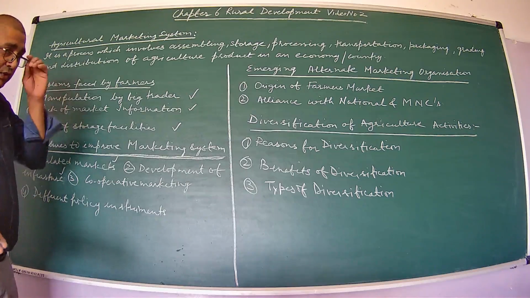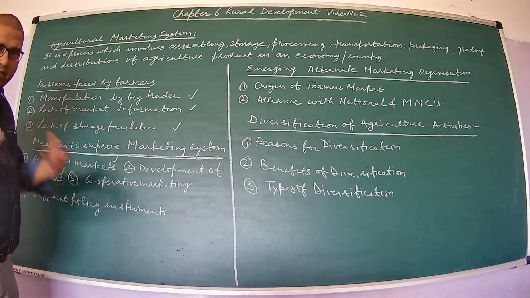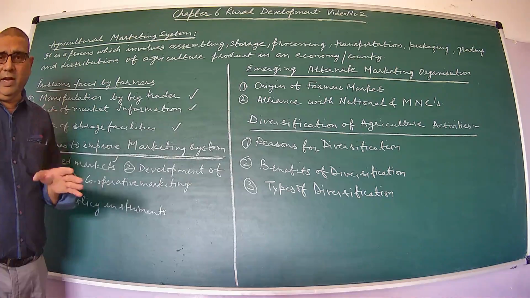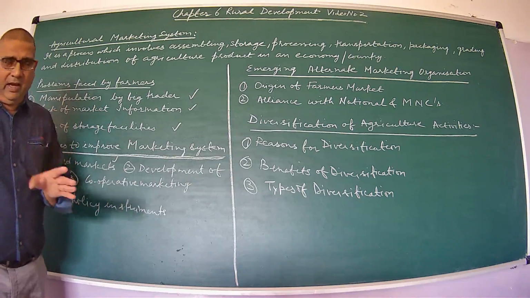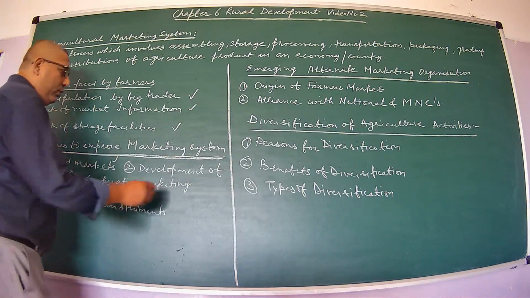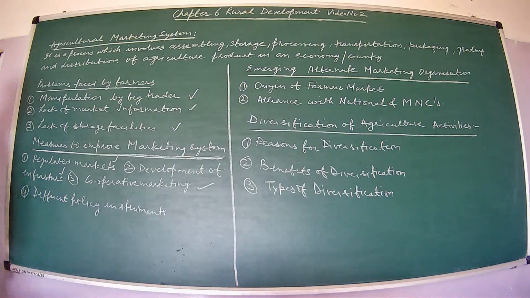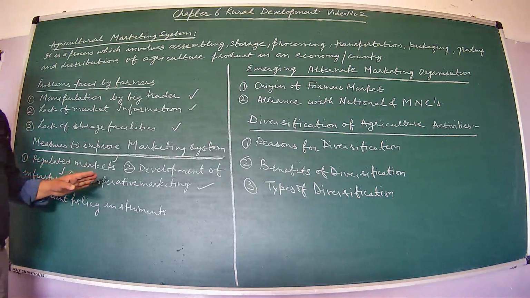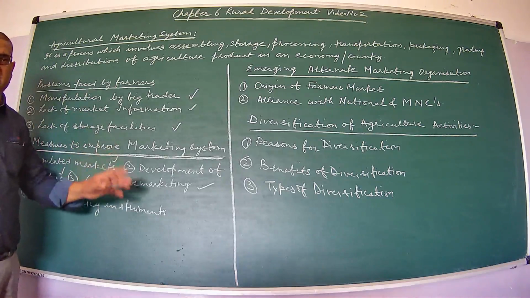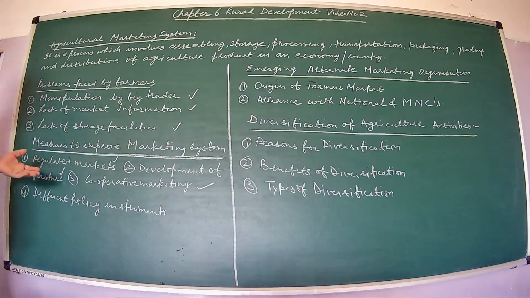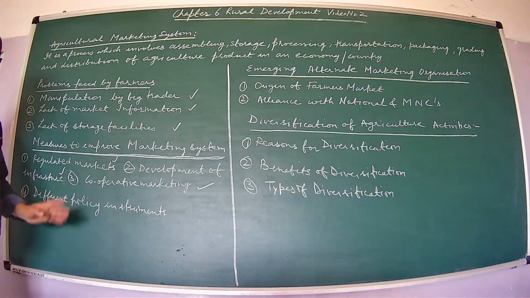This system was not enhanced or increased where it was required. Now we are once again approaching this to increase the cooperative marketing system so that farmers can do collective bargaining and sell the product collectively to the purchasers. Right. See, the last point is different policy instruments.